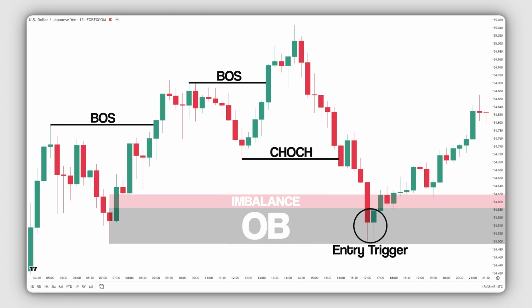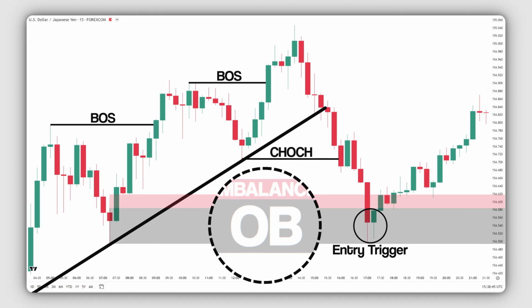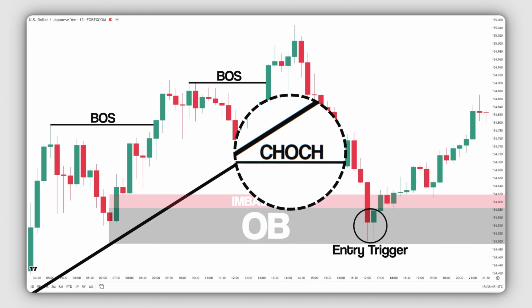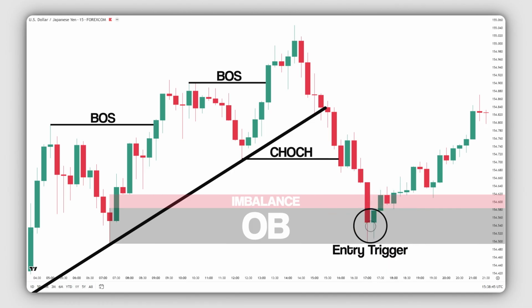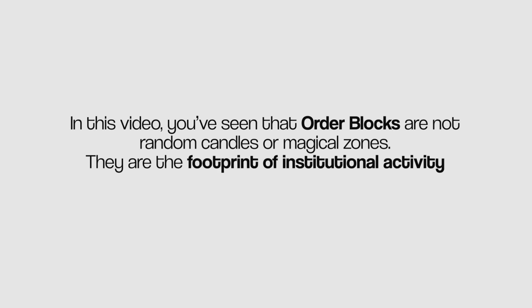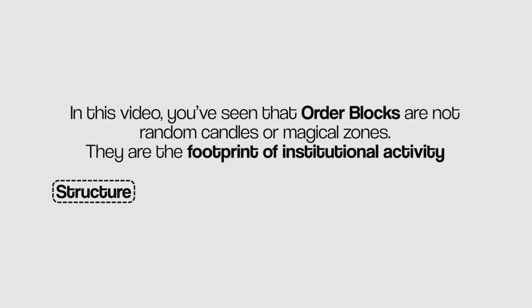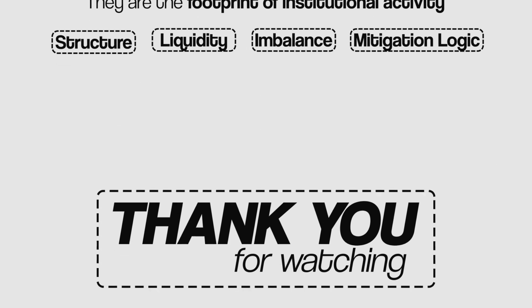This example clearly demonstrates how bullish structure, break of structure, imbalance, order blocks, and change of character work together in real market conditions to create high-probability trading opportunities. In this video, you've seen that order blocks are not random candles or magical zones. They are the footprint of institutional activity, and they only work when they align with structure, liquidity, imbalance, and mitigation logic.